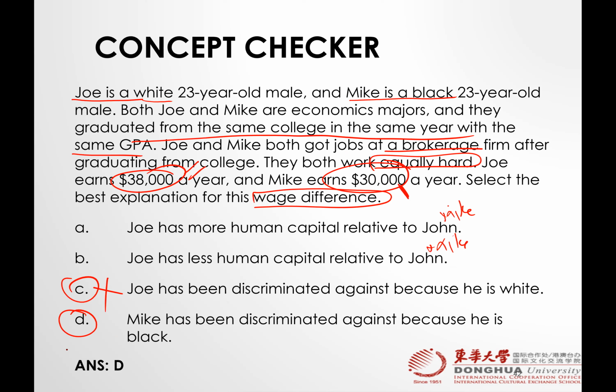So remember, the person who is given the lower salary is discriminated, and the person who gets the higher salary is privileged. So C can never be the answer.